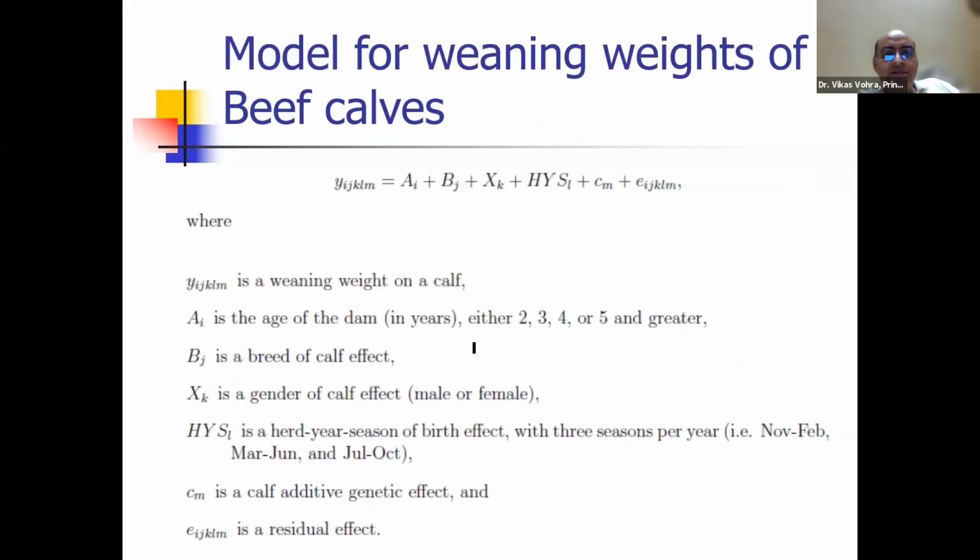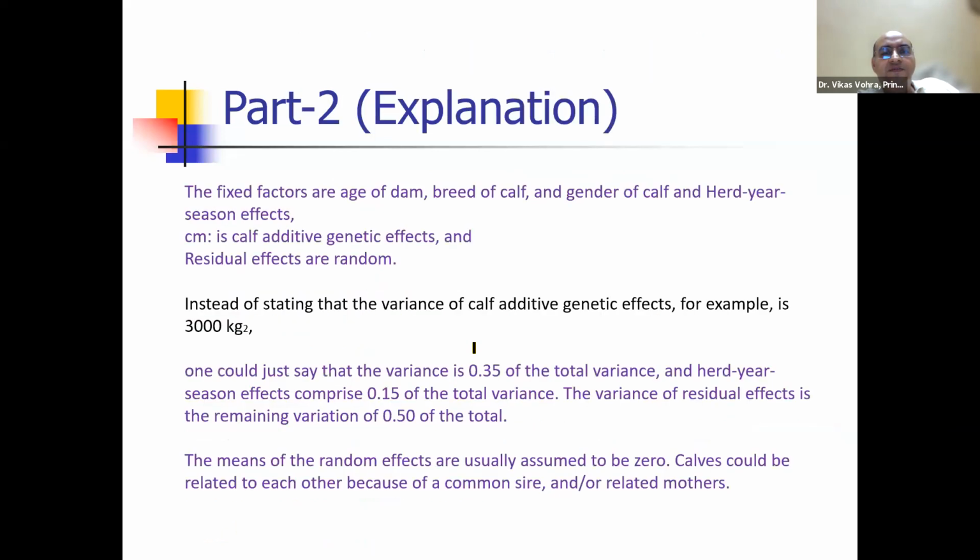We have written a model that takes into effect these effects: age of the dam, breed of the calf, sex of the calf, the herd year season effect, and the additive genetic effect, the pedigree of the calf, in predicting the weaning weight. So part 2 is the explanation. All effects were fixed effects, except the additive genetic effect and residual effect, which are random in nature.